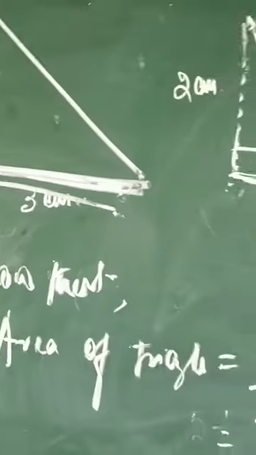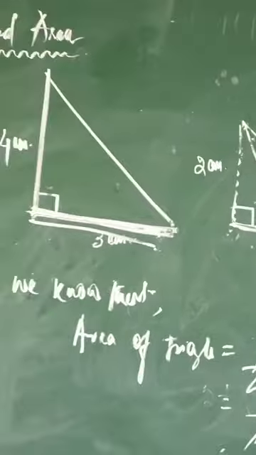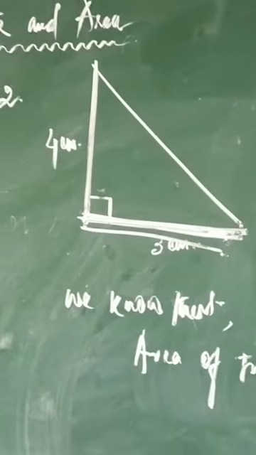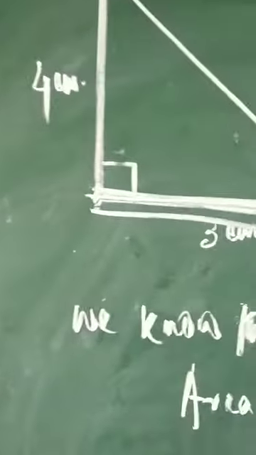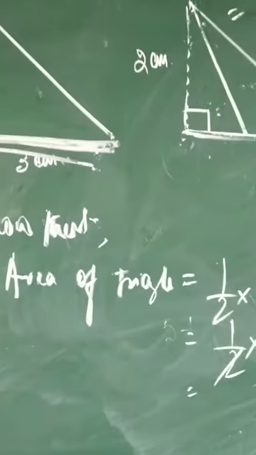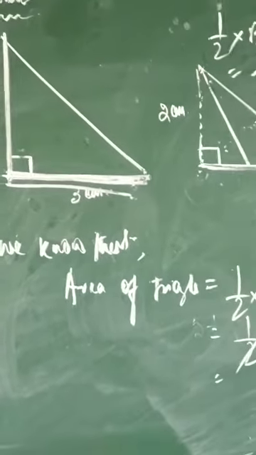So the formula is very simple. Half into base into height. Using this formula, we can find the area of any triangle, be it scalene, isosceles, equilateral, any triangle. The area can be found easily using this particular formula, half into base into height.